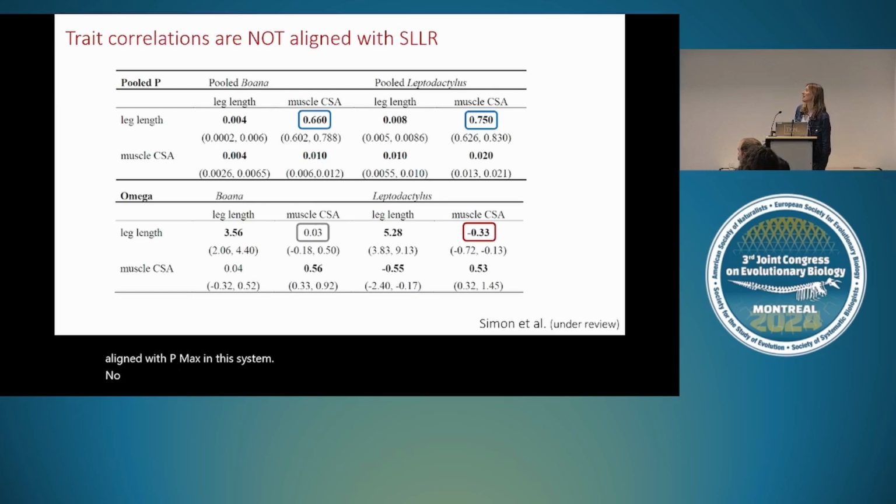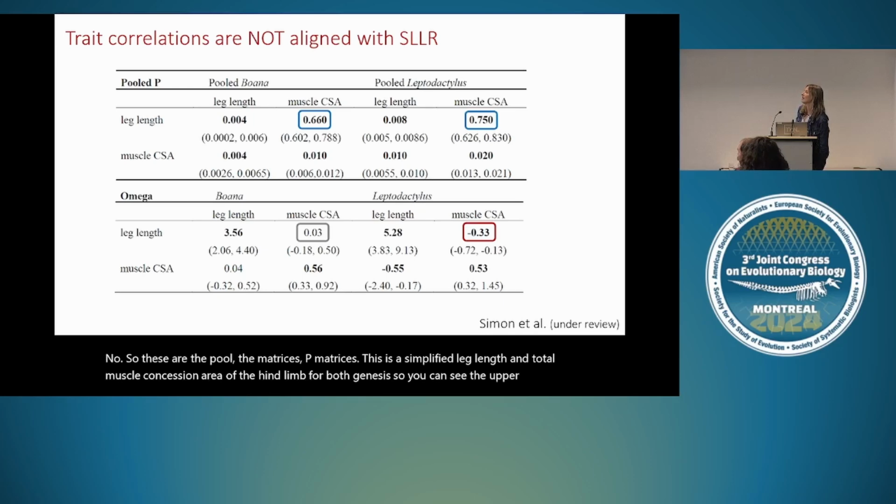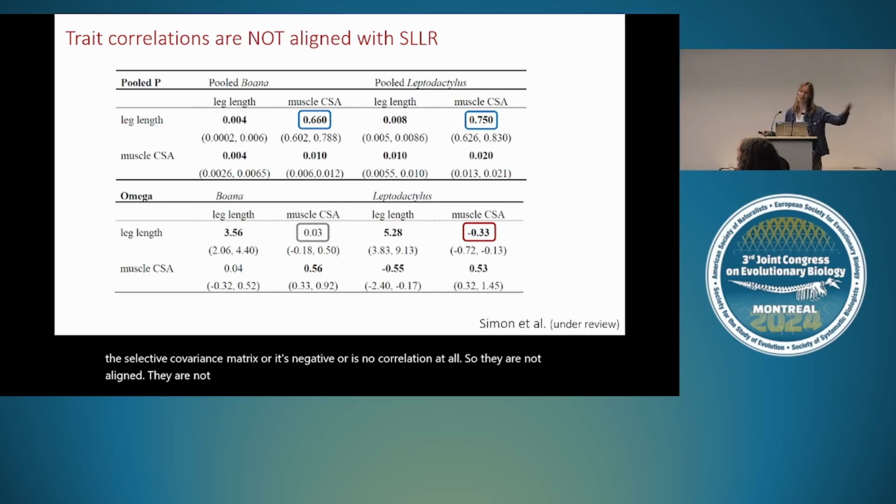So these are the pooled P matrices. This is a simplified leg length and total muscle cross-sectional area of the hind limb for both genera. You can see the upper diagonals are correlations: positive correlations for these two traits in the phenotypic matrices, but in the selective covariance matrix, it's either negative or there is no correlation at all. So they are not aligned. I am already rejecting my hypothesis of alignment between genetic variances and the adaptive landscape.